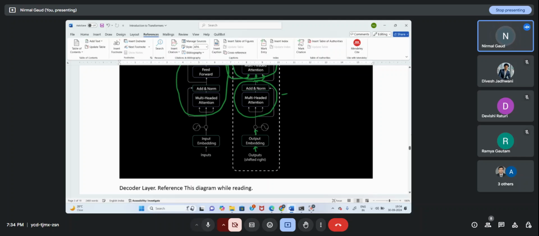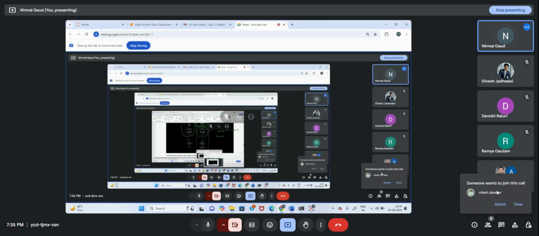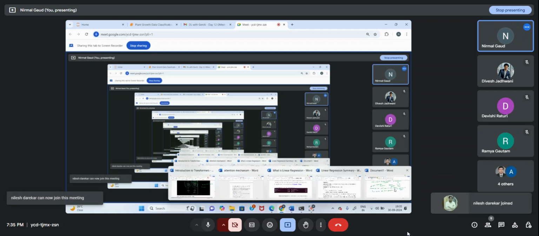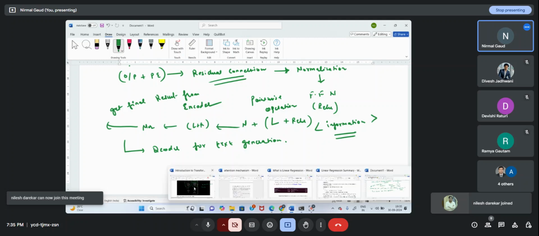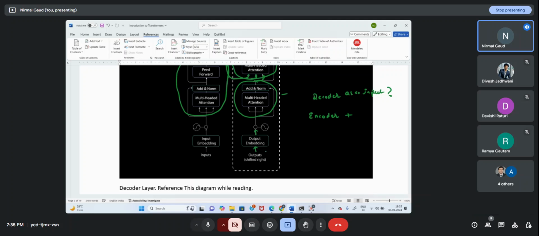All right. So what is the decoder taking as an input? It is taking the encoder output as an input. It is taking the previous output from the decoder as an input, plus it is also taking the start token. These three things the decoder takes as an input.